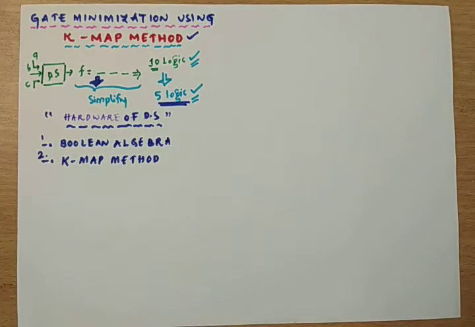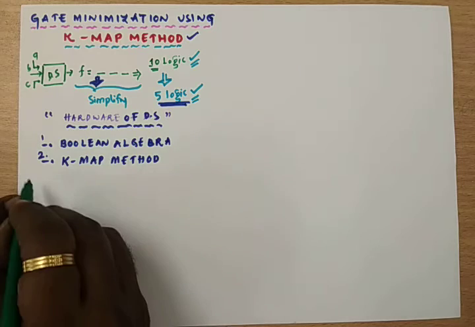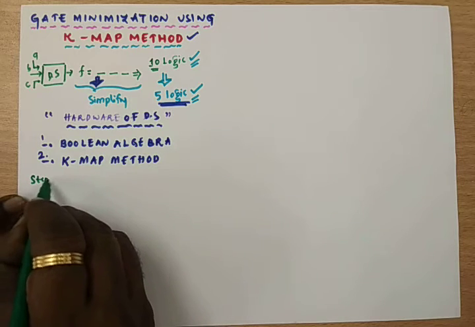K-map is nothing but the Karnaugh-map method, which is used to simplify Boolean expressions. I am going to explain this K-map method step by step, and if you are good at all these steps, then the simplification is very, very simple. We are going with step 1. In step 1, what do we have to do?